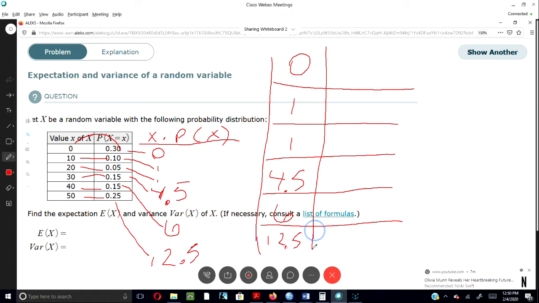Okay. So now the next part of the problem, we're going to use a different formula. And I'm going to write this formula over here on this side of the paper just for the sake of space. So it's going to be the sum of parentheses x minus E of x, in parentheses, squared, times P of X equals x.